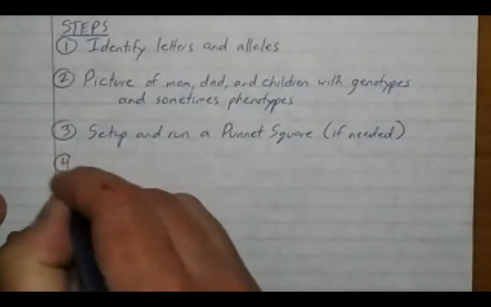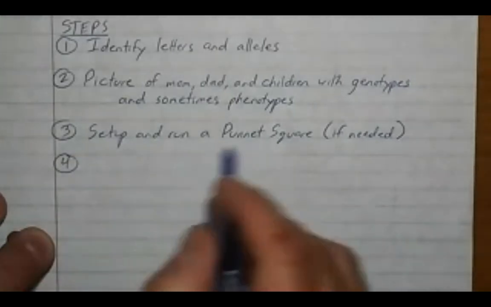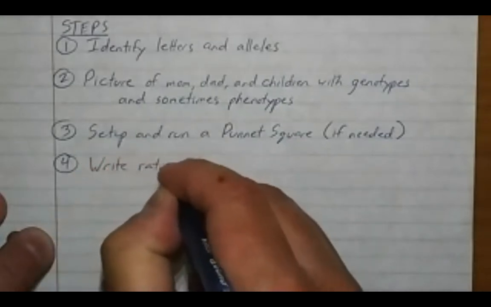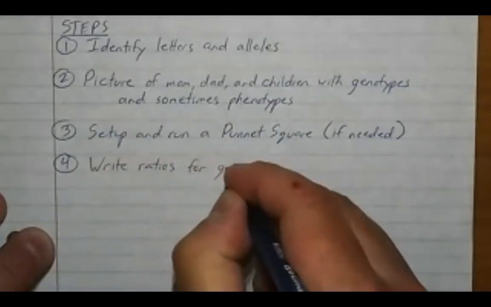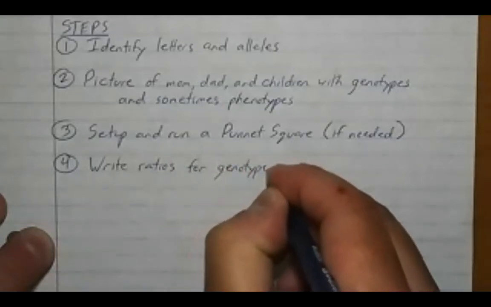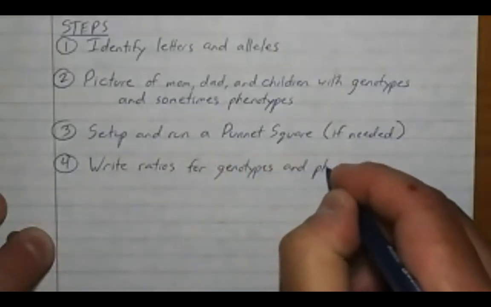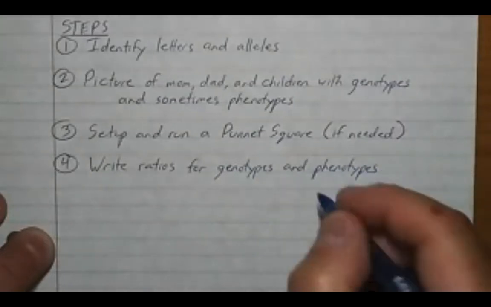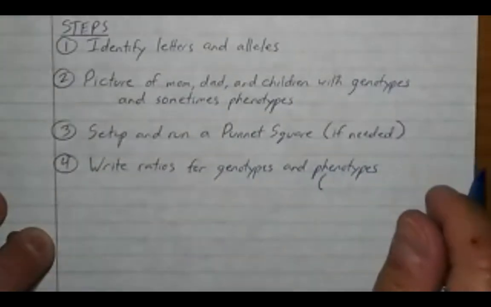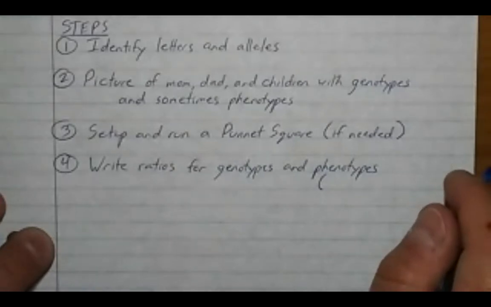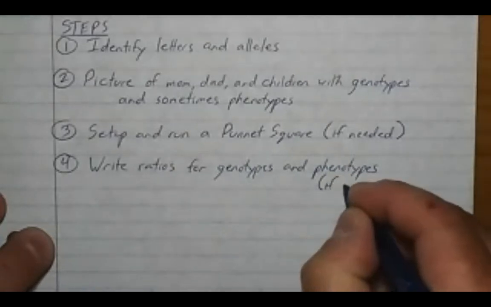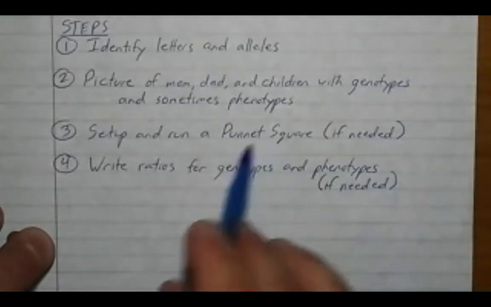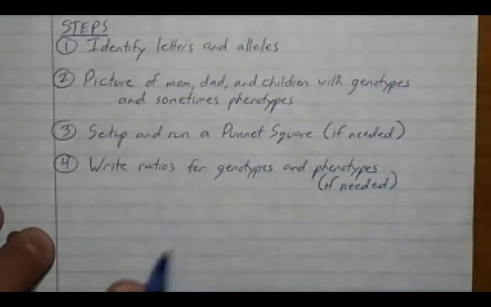One of them does. Step 4, after you've run your Punnett Square, you should write your ratios for genotypes and phenotypes. Again, I know people try to do this stuff in their head. I'm telling you, it's where people make mistakes. It's just like in math class when you try to skip steps and then you get lost. Same concept here. But again, if you're not running a Punnett Square, you have no ratios to write down. So it's only if needed. You're only doing ratios if you do a Punnett Square. If you're not doing a Punnett Square, then you don't need steps 3 and 4.